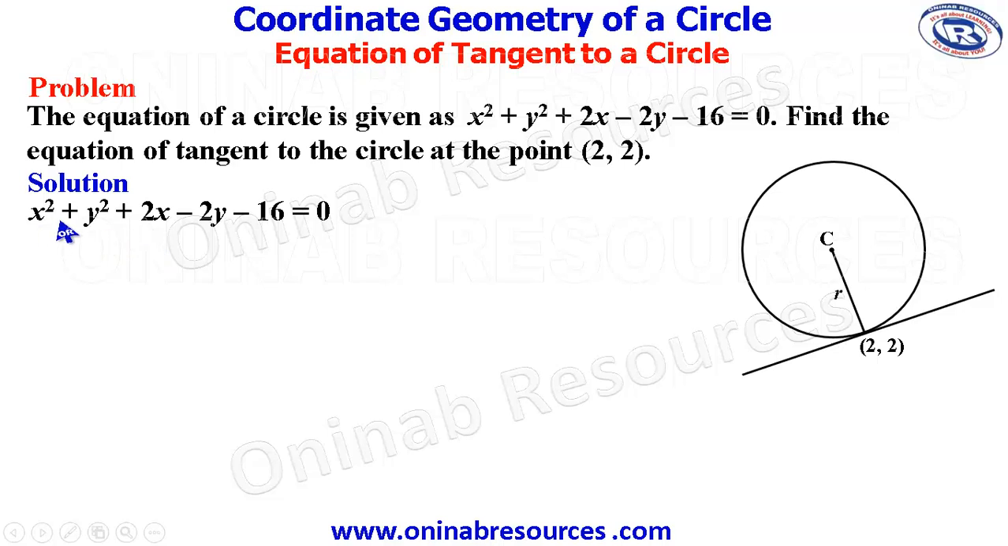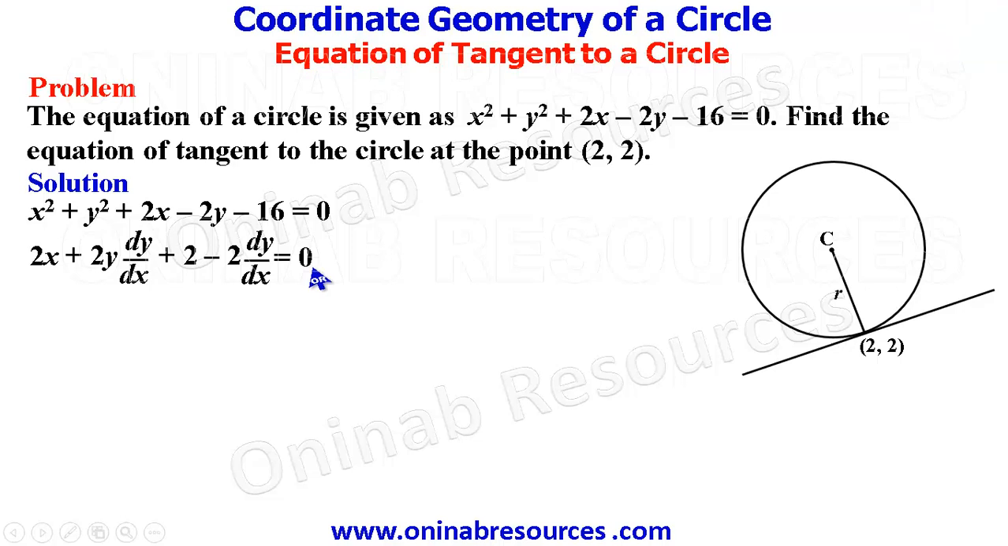So we are going to apply implicit differentiation. We differentiate term by term. The derivative of x squared is 2x. Then the derivative of y squared is going to be 2y dy/dx. The derivative of 2x is 2, so we have plus 2. The derivative of minus 2y is going to be minus 2 dy/dx. And the derivative of a constant is 0, so we have the relation equal to 0.